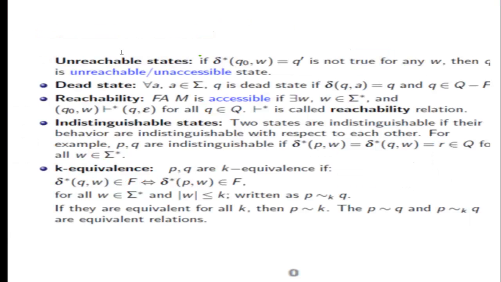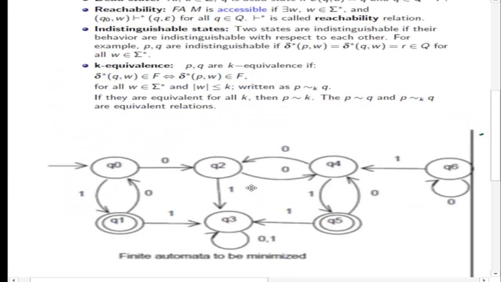Basically there are 3 things which we need to take care of. One is the unreachable state, another is the dead state, and the third thing is equivalent states. So what are these unreachable states, dead states, and equivalent states? I will first give an example and then come back to this. Now if you look at this example and you see something like Q6.